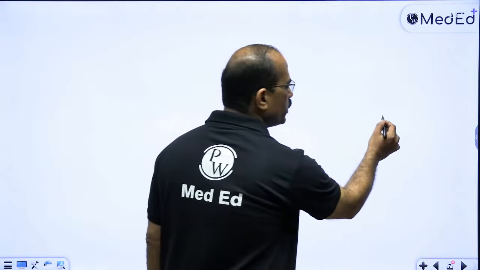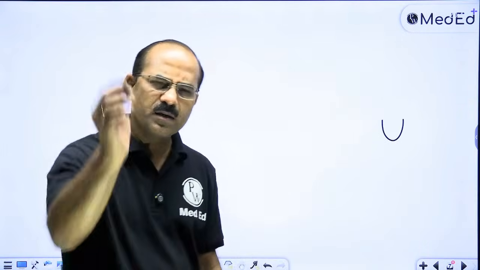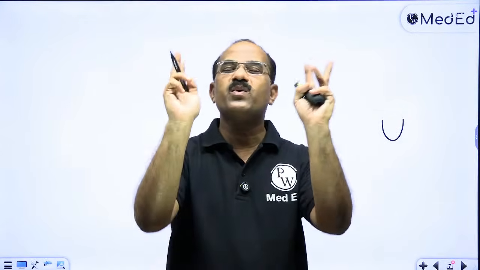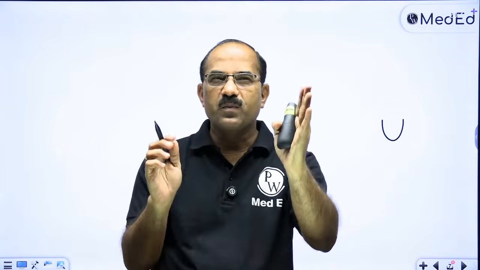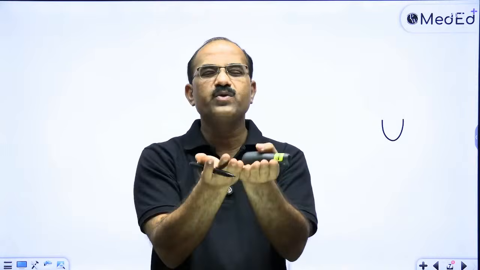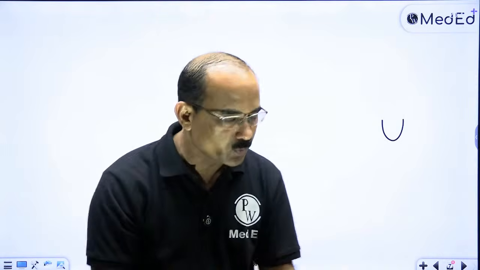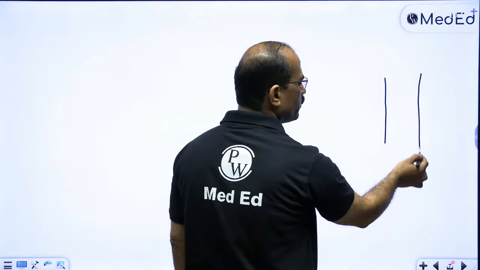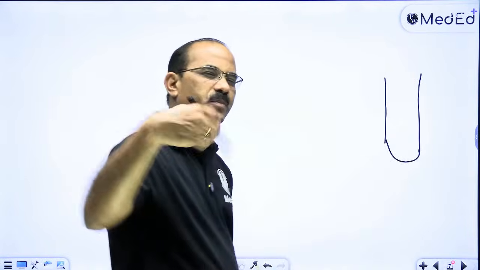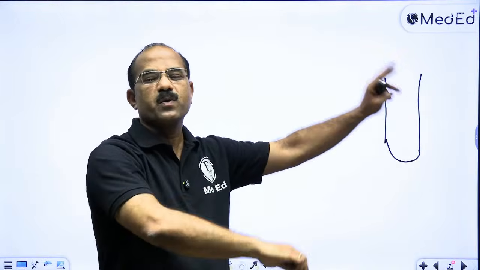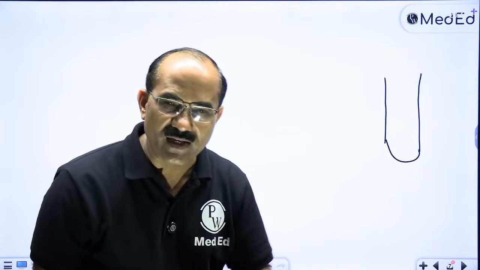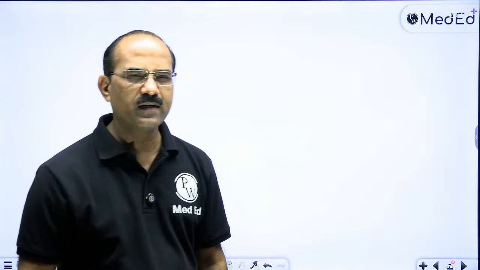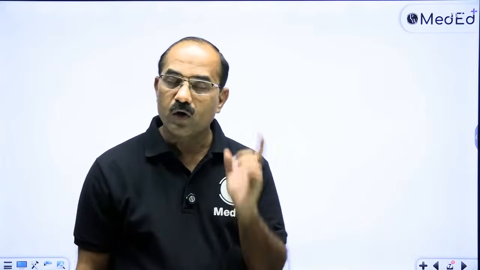Ansa is a loop. Ansa means loop. To form this loop, we need 2 nerves. So this is one nerve, and this is another nerve. They will join, and that is a loop. Now they join and that becomes the loop. This loop is what we call the Ansa cervicalis. Now how is it formed? Just try to understand, it is very important.